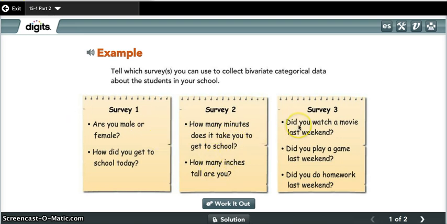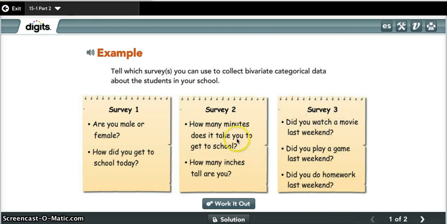And the third could be, did you watch a movie last weekend? Did you play a game last weekend? Did you do homework last weekend? Okay, so remember we need to first categorize people into one category and then categorize them into a second category. So survey 3 is not an option because these are just yes or no questions.